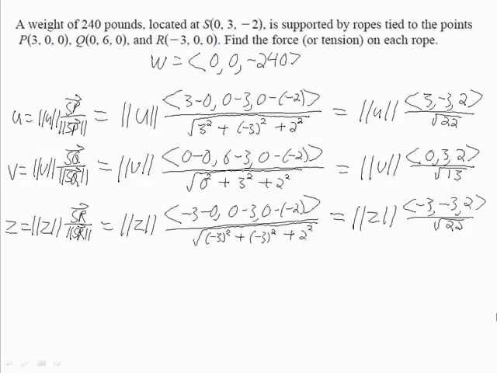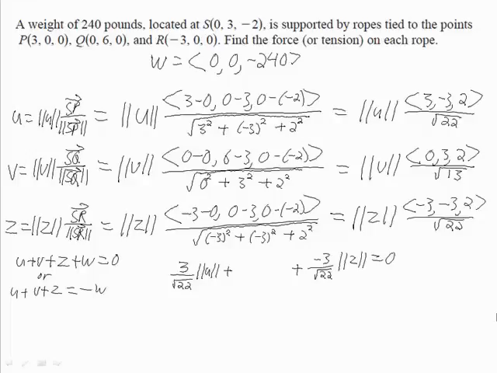For the system to be in equilibrium, it must be true that U plus V plus Z plus W is equal to 0, or U plus V plus Z is equal to -W. This yields the following system of linear equations. 3 divided by the square root of 22 times the magnitude of U plus -3 divided by the square root of 22 times the magnitude of Z is equal to 0.